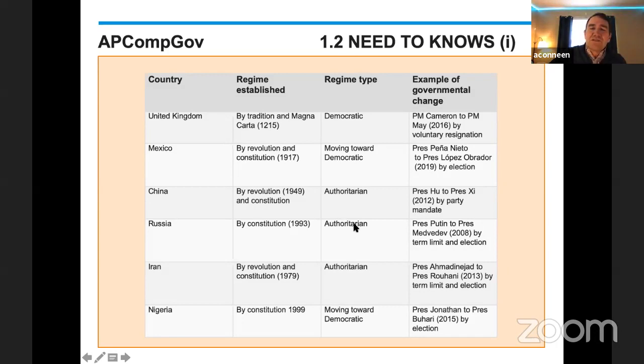And again, Russia can sometimes be in between. We'll discuss that more later this week. How would we categorize Russia? But we know that the current regime was created by a constitution in 1993, and then a government change would be President Putin to President Medvedev in 2008. That was the 4 years in between President Putin's 2 terms.